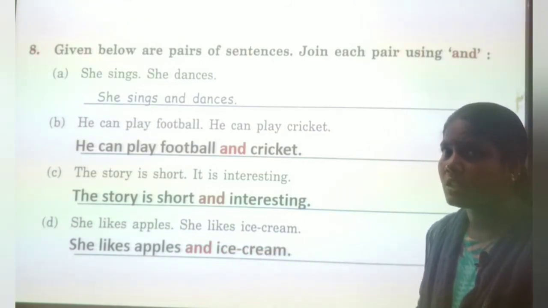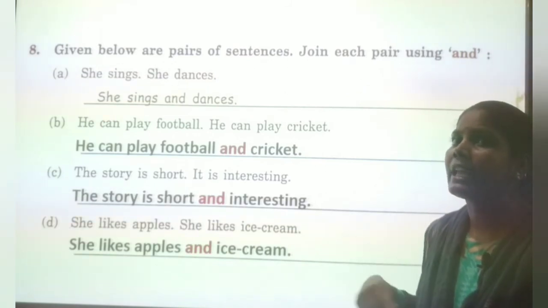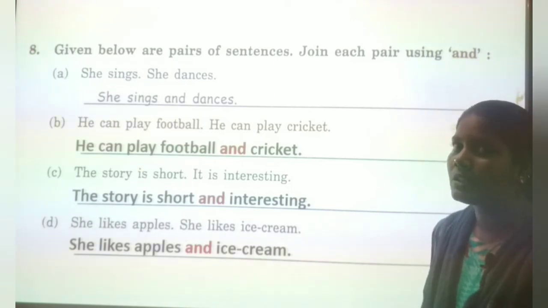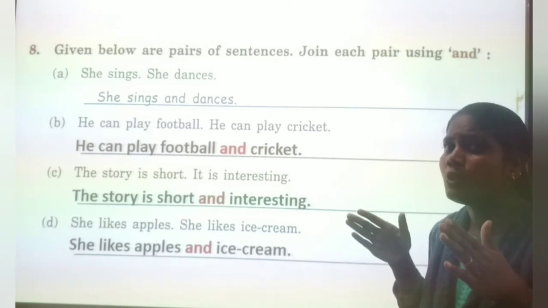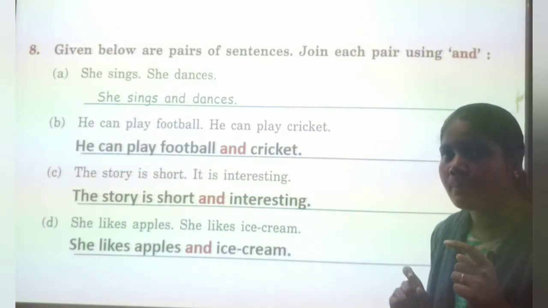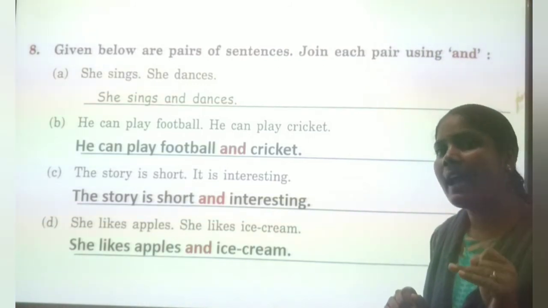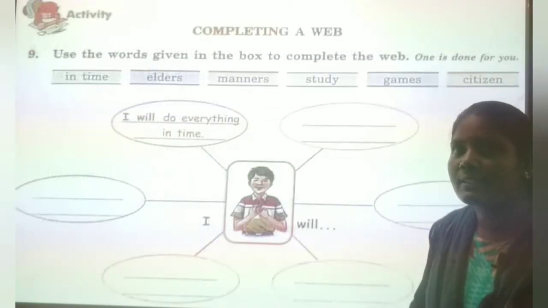Yes, my dear children, if you are talking about a particular thing, person or incident, there is no need to use the pronoun again and again. Instead we can use a conjunction. And if you want to make two sentences into one sentence, we can use the conjunctions but and and. So let's see the next exercise.